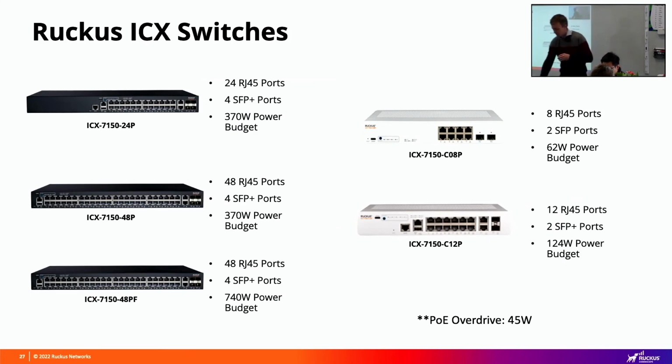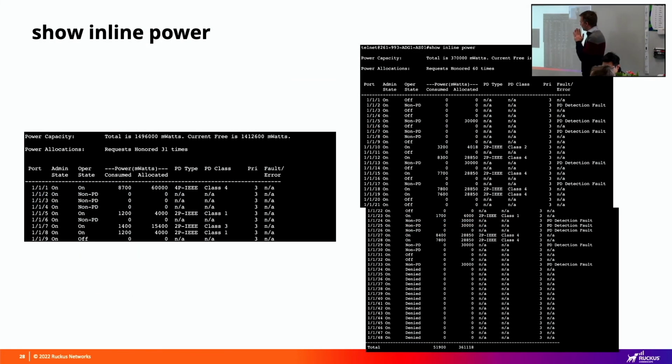Excellent. So if we dive a little bit deeper, apologies if you can't see this, but this is an output from a PoE switch. What we've done on this switch is run the show inline power command, and it tells us that this switch has 1400 watts of PoE available. It's one of our other products. That's the total the switch has available, and this is how much is currently free.